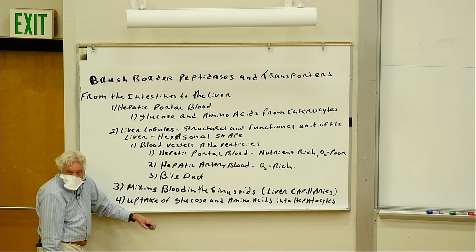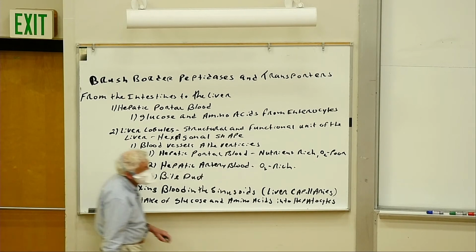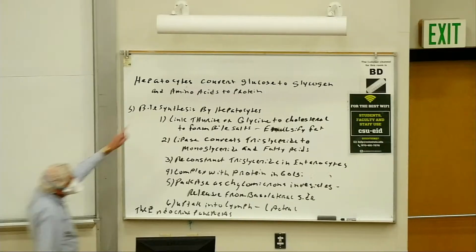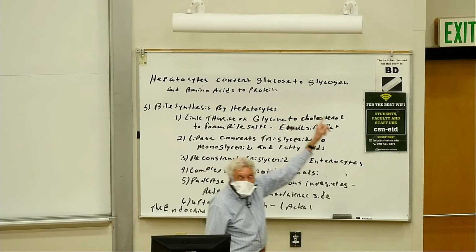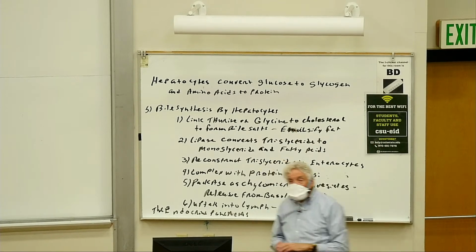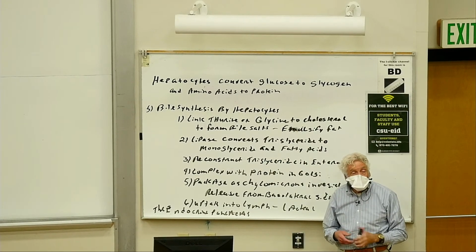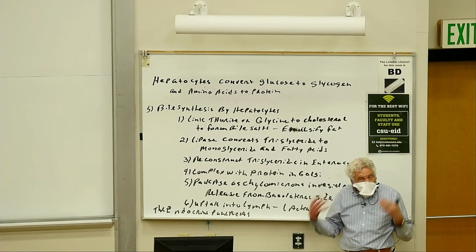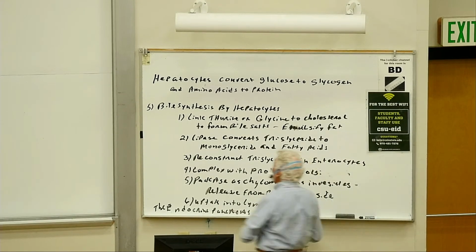Once they're in the hepatocytes, they're going to be transformed, because we'll see the function of the hepatocytes is to convert glucose to glycogen. Remember, we mentioned briefly what glycogen was. It's a kind of animal starch. It's this polymer of glucose. Usually it's highly branched. There's lots of 1,6 connections.